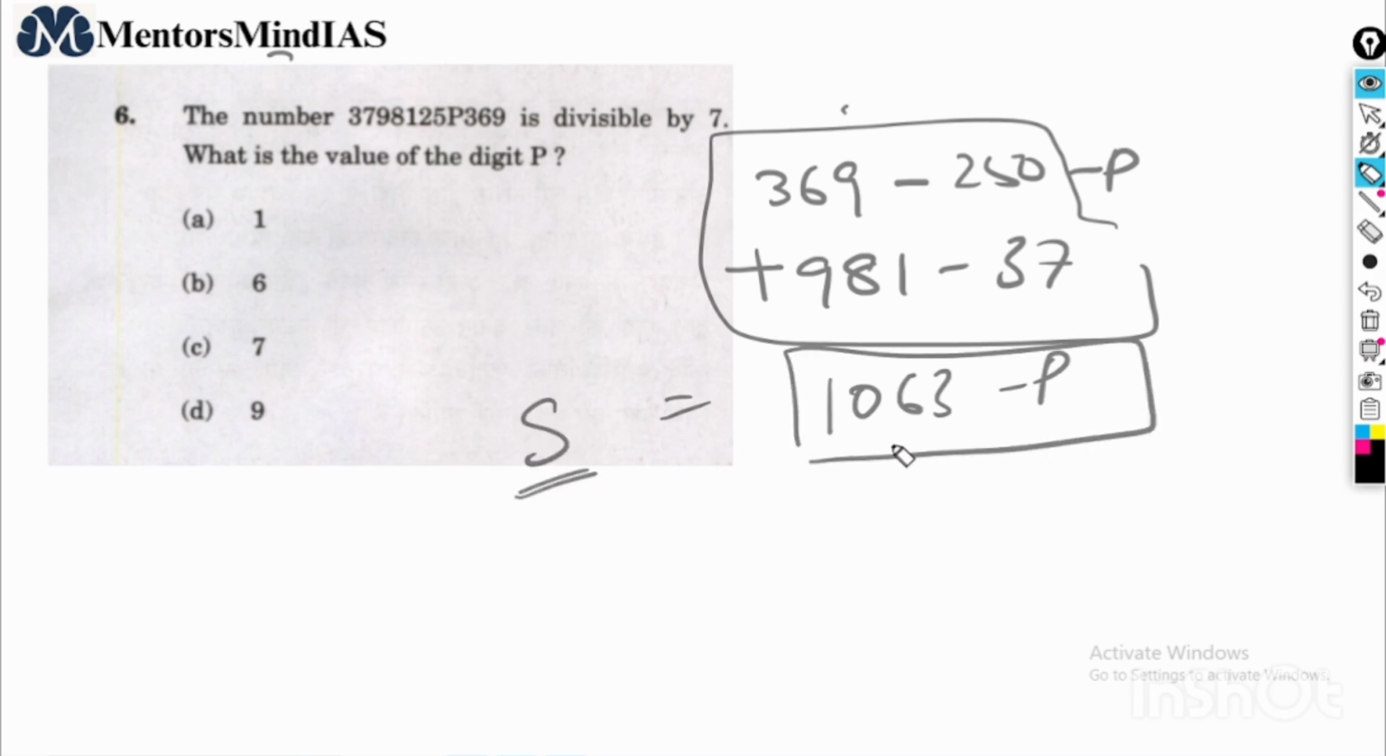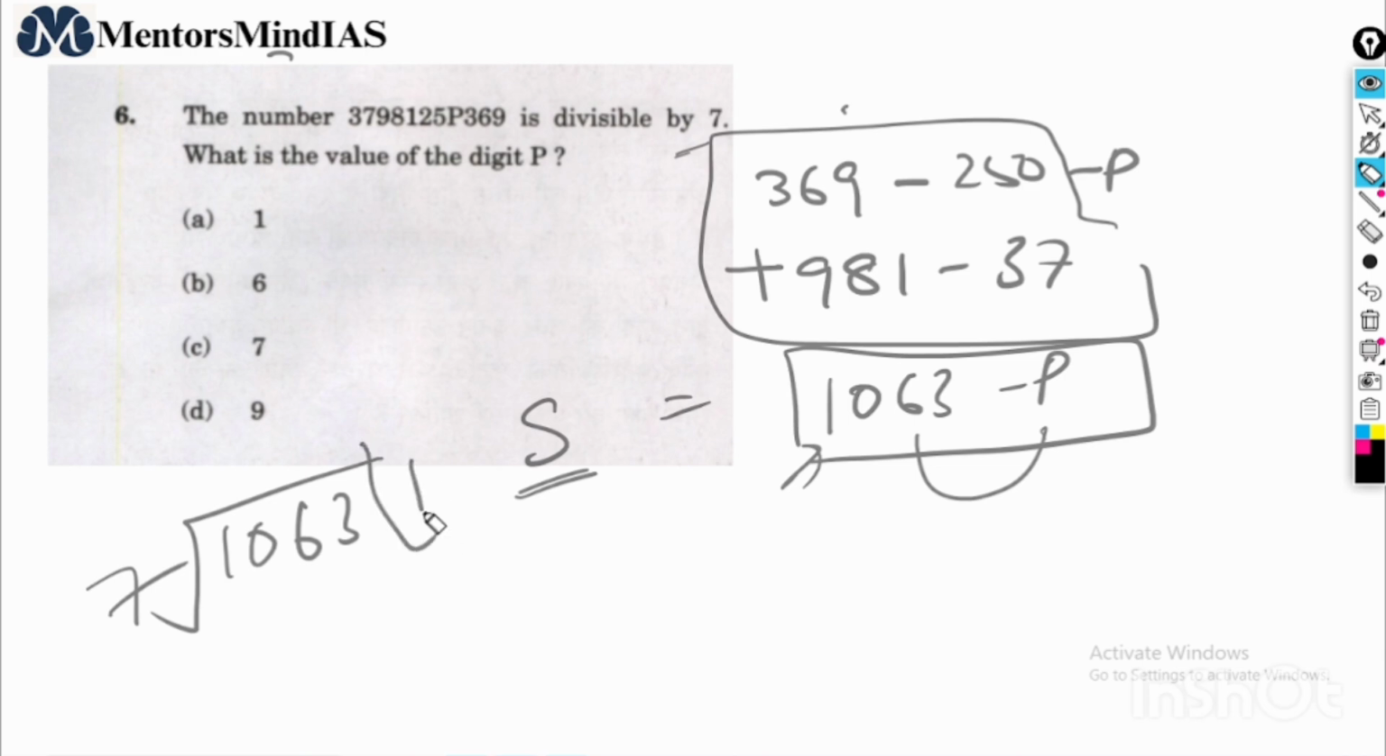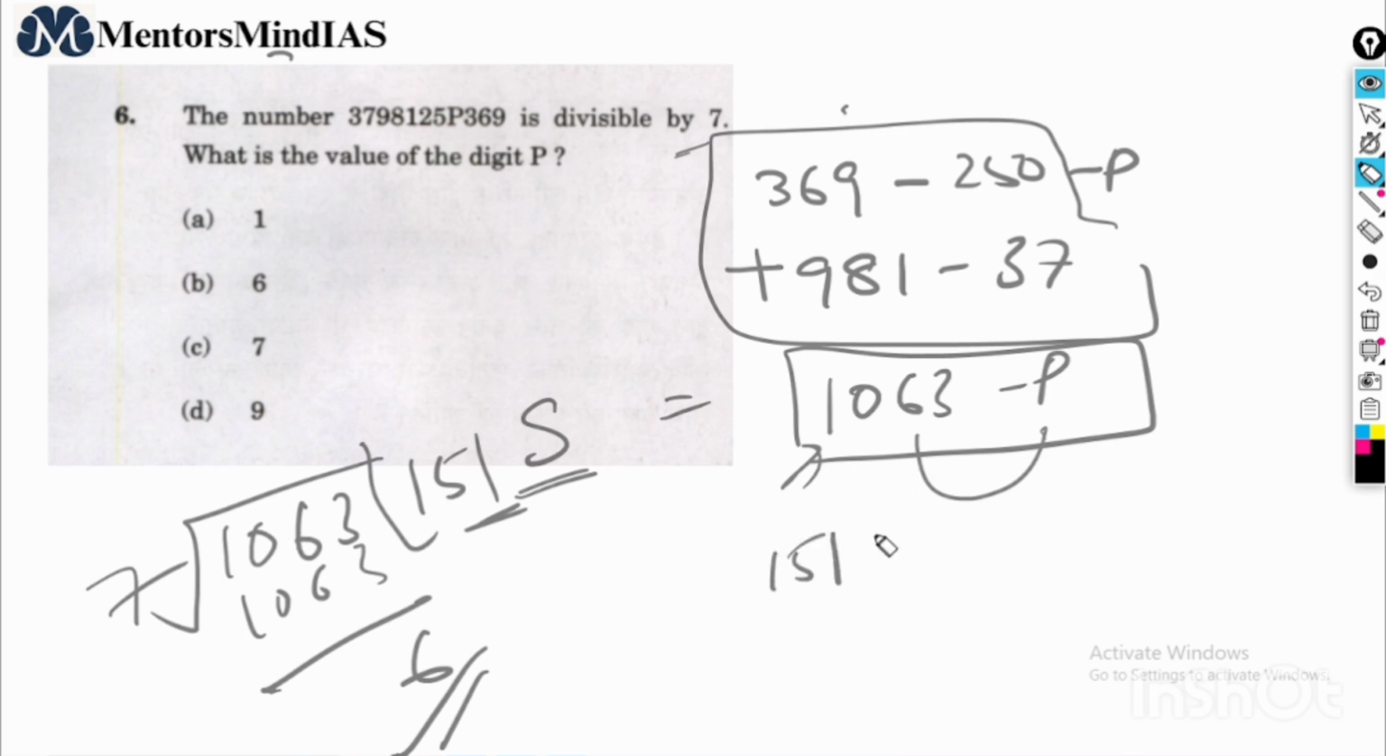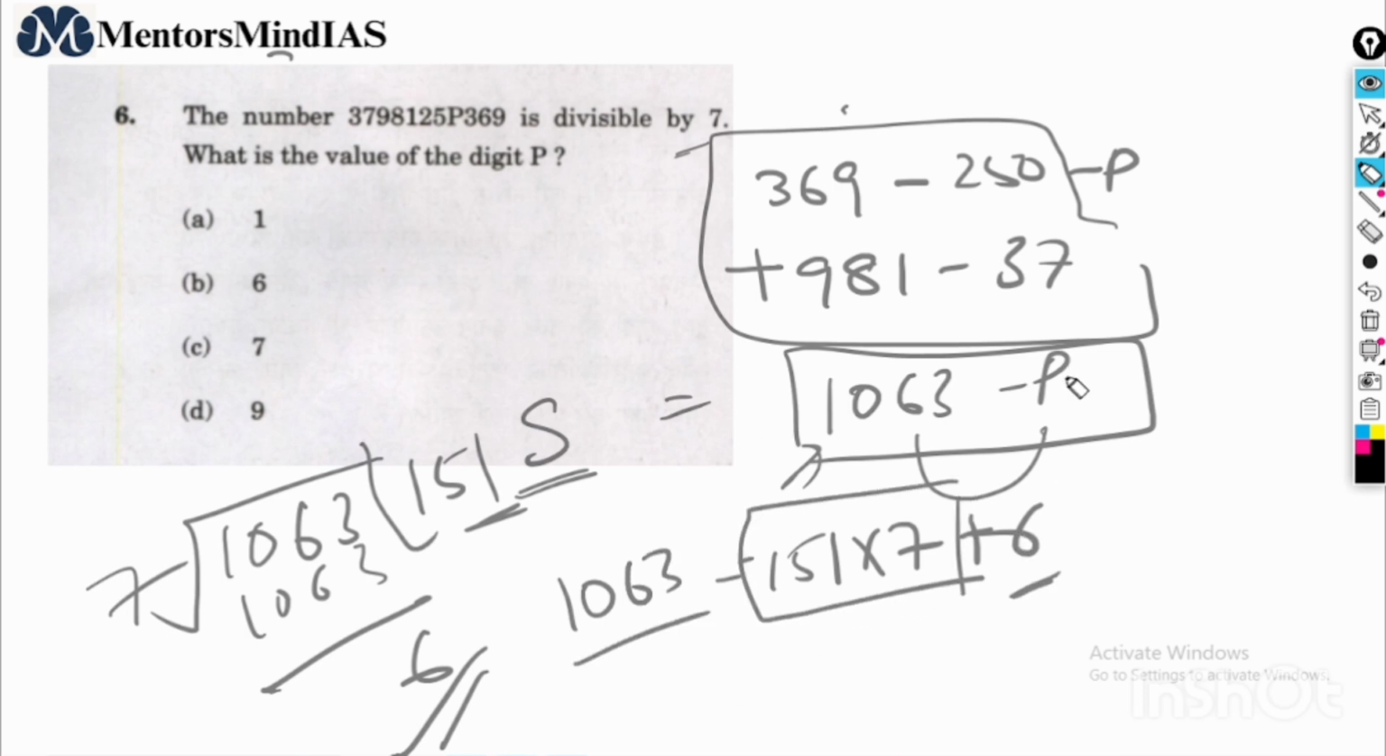This is S. Now S needs to be divisible by 7, so we have to subtract the P value from 1063 such that it becomes divisible by 7. To find that P value, you have to check the divisibility by 7. Basically, you need to divide it by 7. When you divide it, you will get the quotient 151, and your remainder will be 6. So that means 151 into 7 plus 6 is equal to 1063. If we subtract 6 from this, it will be 151 into 7. So this means that P is equal to 6.